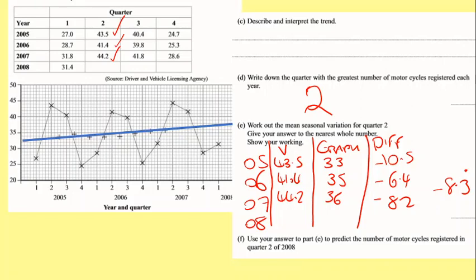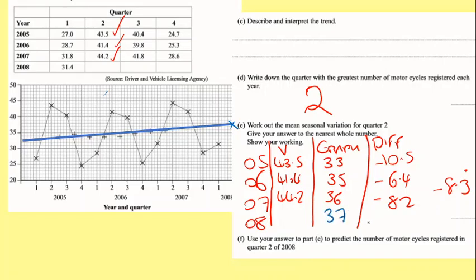Now use your answer in part C to predict the number of motorcycles registered in quarter 2 of 2008. And it's nice because now I've got my little graph here. So I'm going to read off the graph where I think it should be. My 2008 just fits right here actually. If I read all the way across, I reckon that's 35, 36, 37. So I reckon this is actually going to be 37.